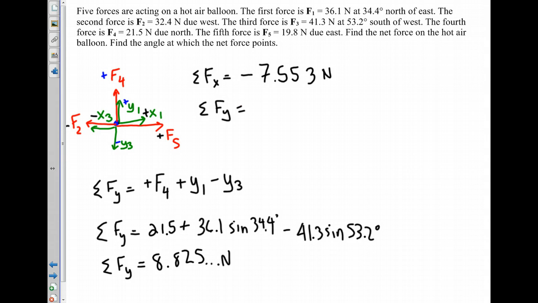So the sum of the y forces, when I add up all the individual y's, this says add them all up. When I add up all those y forces, I get a positive, that means up, 8.825. Erase the work.